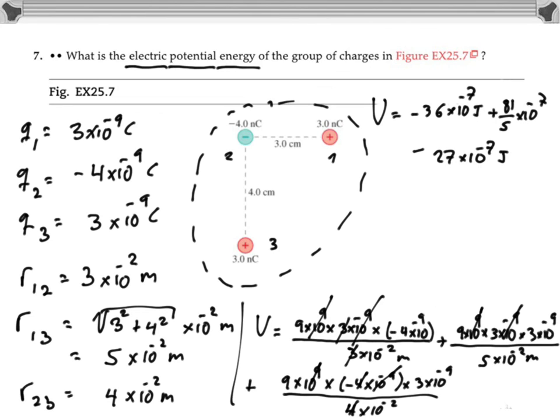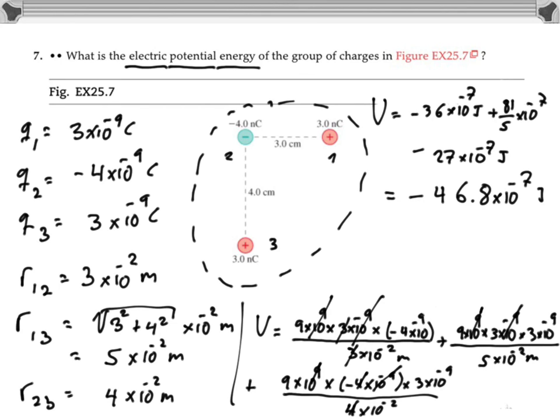And every term here will have units of joules. So we have minus 36 plus 81 over 5 minus 27, and the final answer will be that number multiplied by 10 to the minus 7.